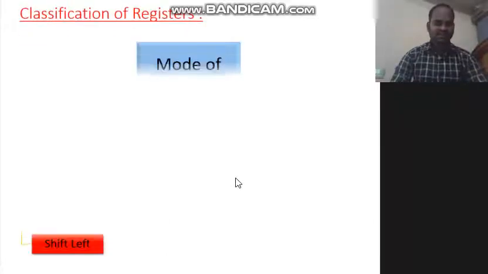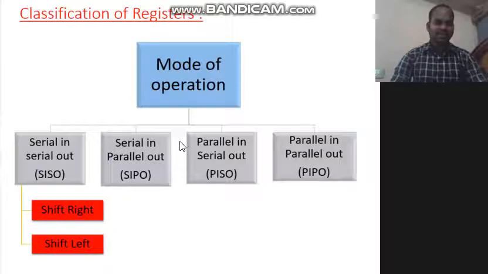Next is the classification of registers. By mode of operation, registers are classified basically into 4 types: serial in, serial out shift register; serial in, parallel out shift register; parallel in, serial out shift register; and parallel in, parallel out shift register. And serial in, serial out shift registers are again of 2 types: shift right register and shift left register. So this is the basic classification of registers.